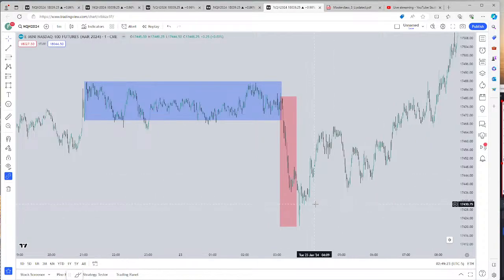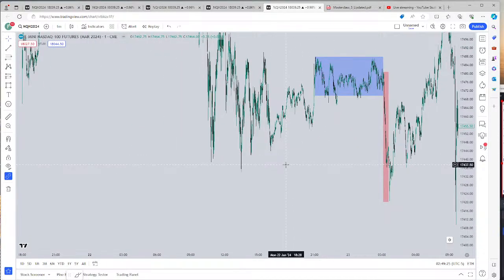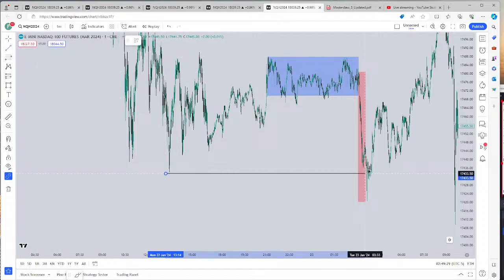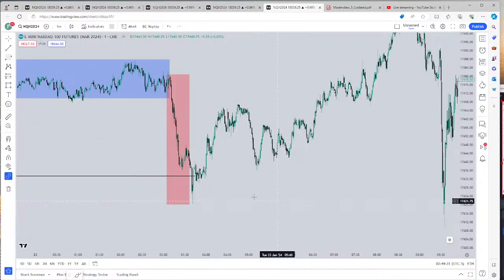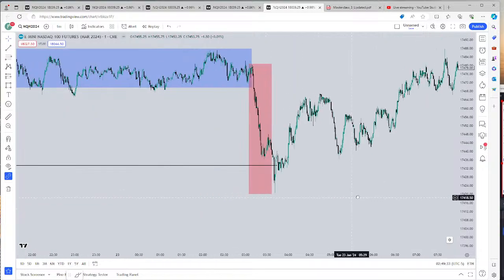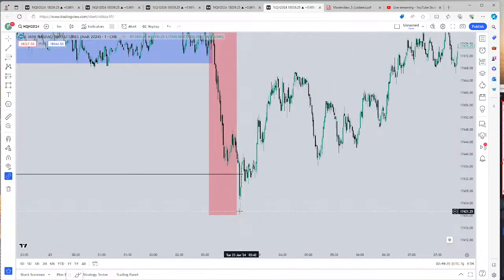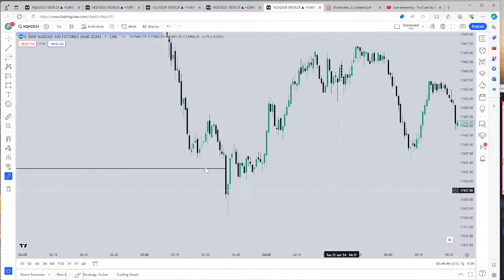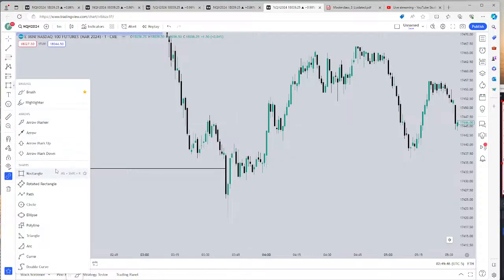Now this is London session too. So what happens here? The manipulation comes down. We take out that level of sell side liquidity. Great. Now, this is another example, by the way, of a balanced price range or an inversion fair value gap after taking out liquidity, right? So we've raided liquidity and we create this inversion fair value gap here.